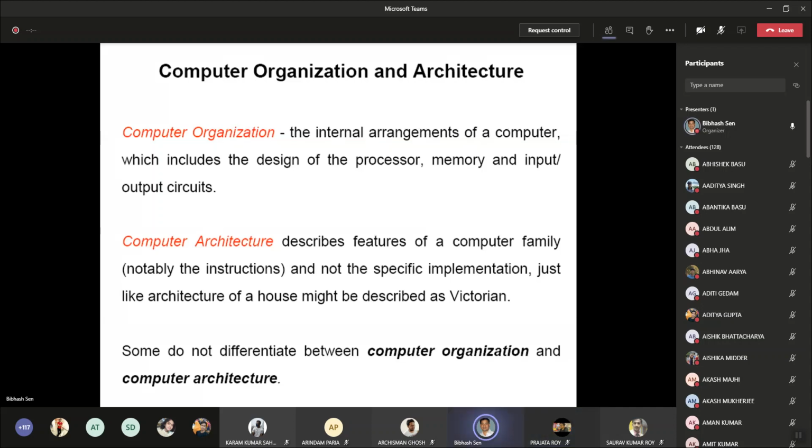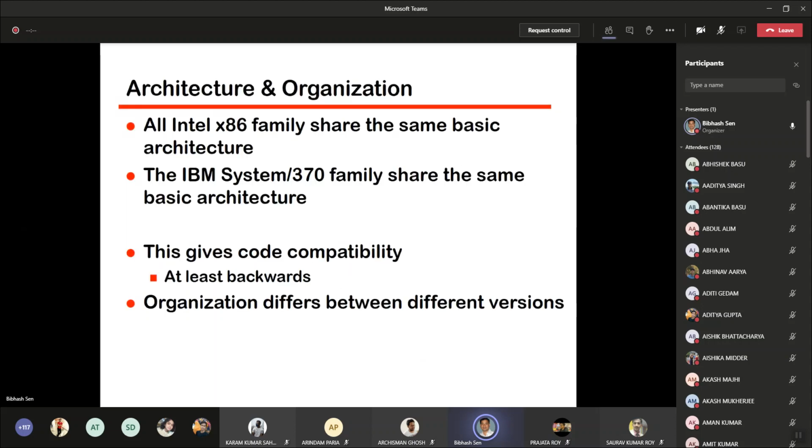Here I mentioned notably the instruction set. In this class, I am not dealing with advanced computer architecture. At the UG level, you just follow the ISA part. All Intel 8086 x86 family share the same basic architecture. Can you tell me why? First answer this question, then you'll understand what is actually organization and what is architecture.